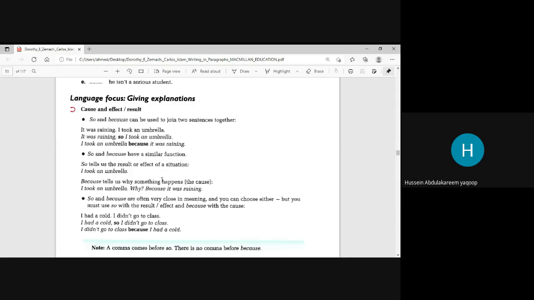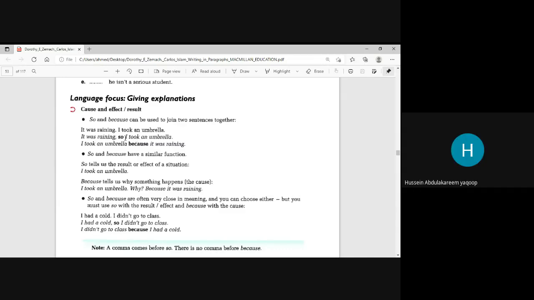Now what can we see here after so and because? Quickly, please. Yes, Fatma Jalil. Are they similar? Are they the same, or is there a difference between them? They are similar in meaning, but they are different in the sentence. The result is after so, and the reason is after because. Okay, so this is correct.